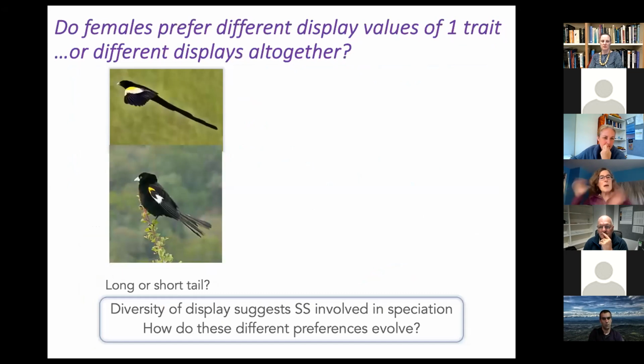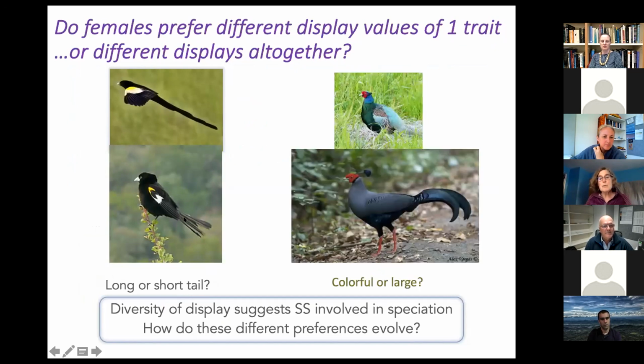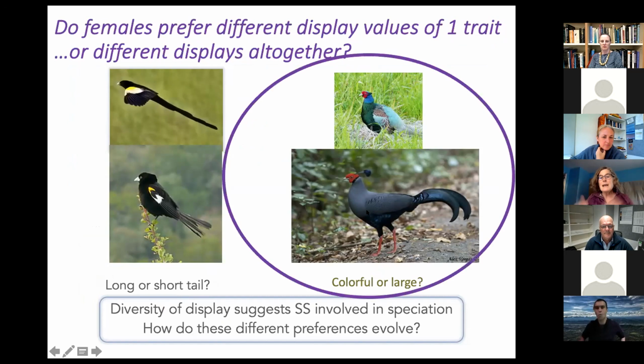And so there are a couple different ways that female preferences can differ. I mean, there's lots of different ways, but I want you to focus on two. Females can prefer different values of the same trait, so long tails versus short tails, but they can also prefer different traits altogether, such as colorful males versus large ones. And I want to focus today, and our model focuses on this second situation where there's distinctly different or categorically different traits that males express, and ask how this evolves.